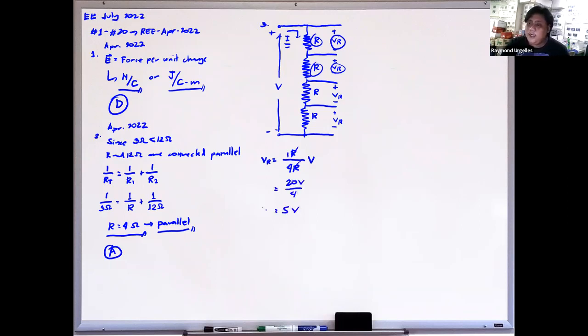Actually this is regardless of the resistance. Whatever the value of our resistance, as long as they are equal, and you connect 4 of them to the voltage source, the voltage per resistor should be 1/4 of the total voltage. So this is letter B. That's problem number 3, which also came out in April 2022. Number 4 also came out in April 2022.